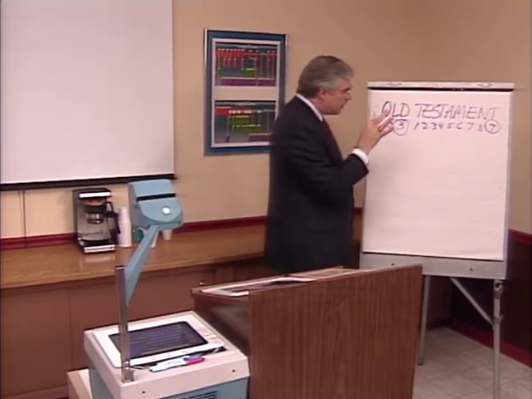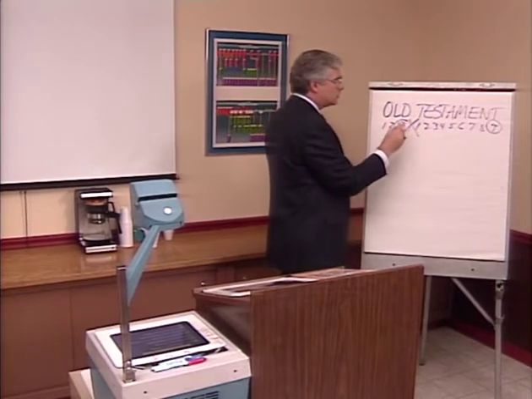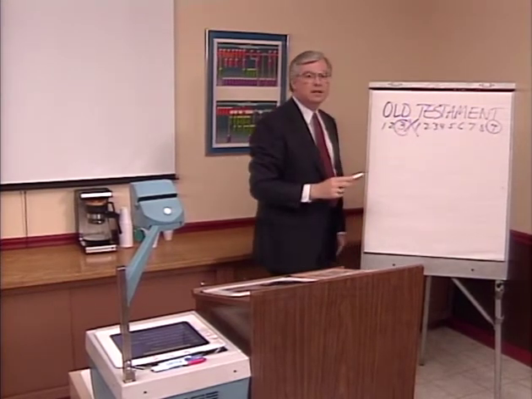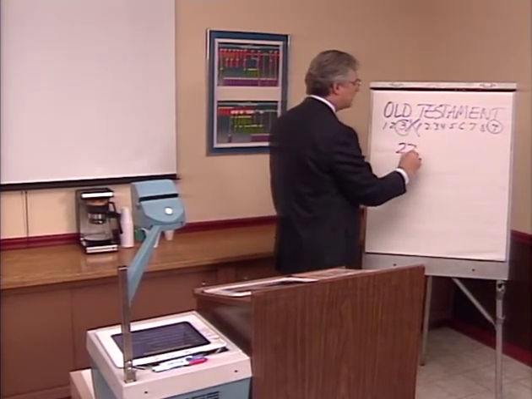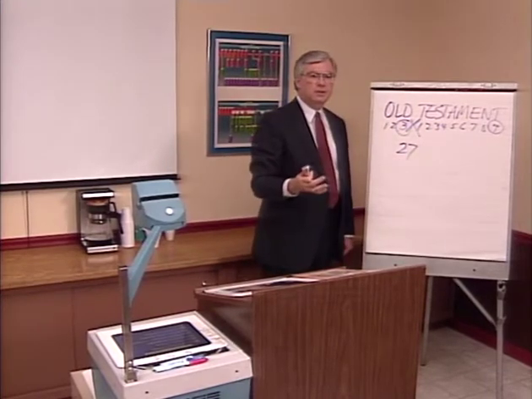And if you take 3, 9 and multiply it, so it's 3 times 9, what do you get? You get 27. That's how many books there are in the New Testament.